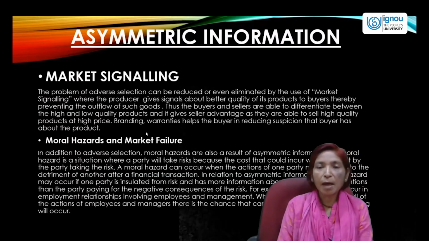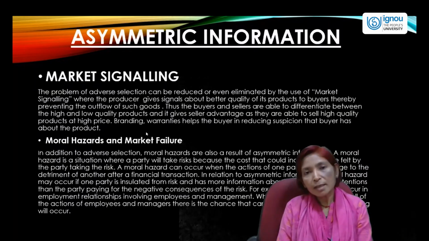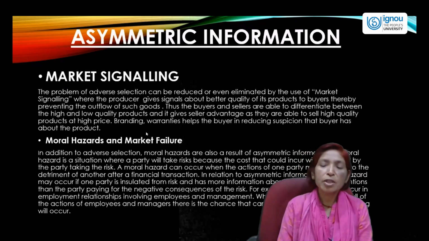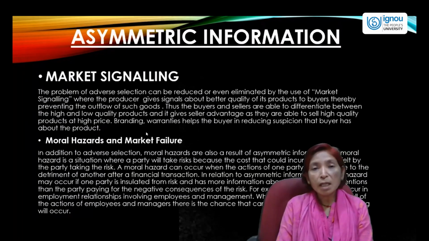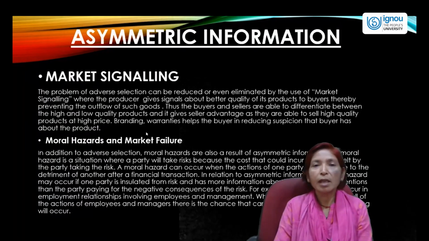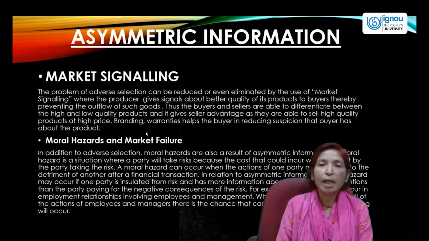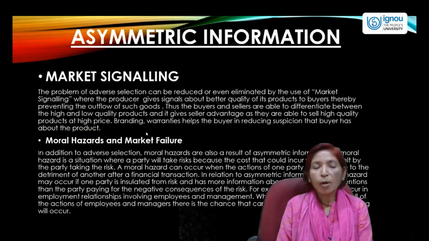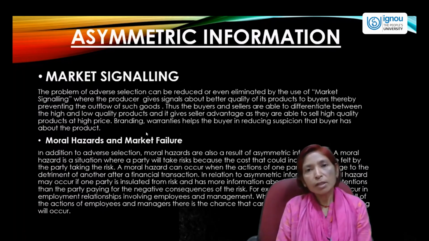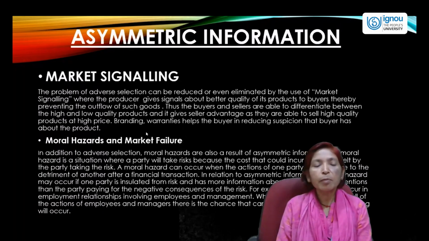Next is moral hazard and market failure. What is moral hazard? In addition to adverse selection, moral hazards are also a result of incomplete or asymmetric information. A moral hazard is a situation when one party can't observe the action of the other. If one can't observe the action of the other, in this case the moral hazard problem arises. Moral hazard is a situation where a party will take risk because the cost that could be incurred will not be felt by the party taking the risk.